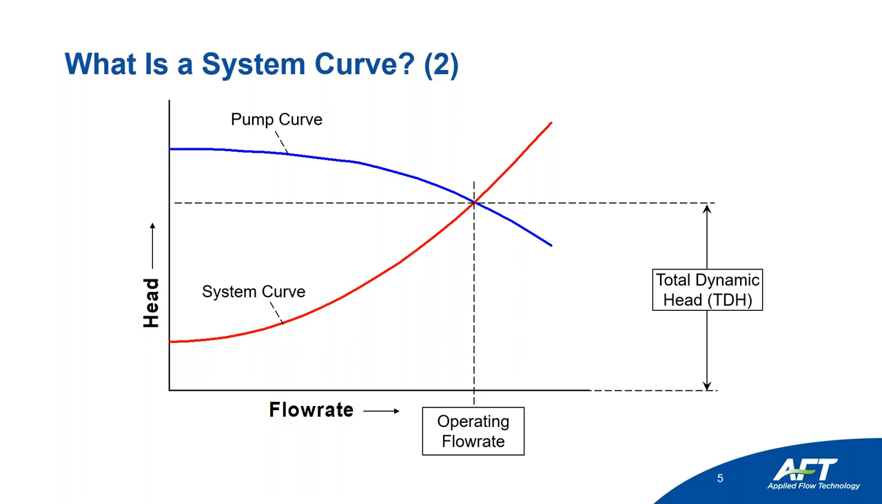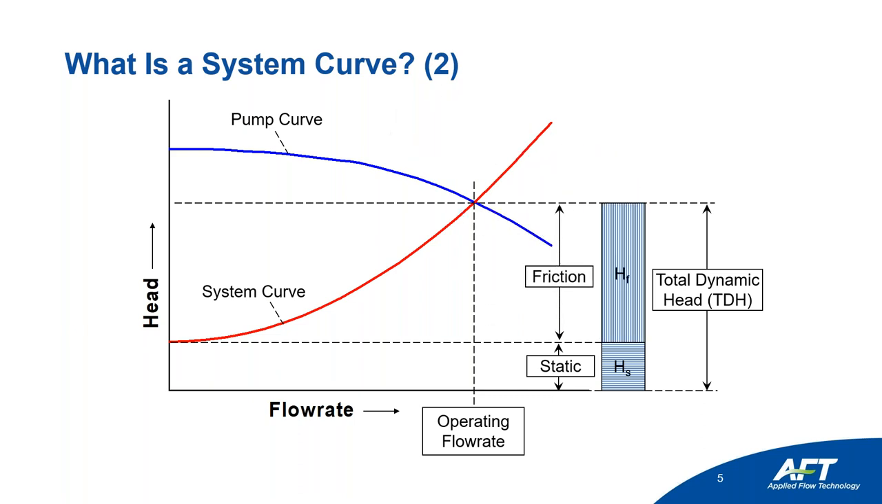The amount of head that the pump is providing to overcome the system resistance at the operating flow rate is called your total dynamic head, TDH. The total dynamic head is made up of different parts. One part is the static head. The static head shifts your system curve up, and that is essentially the liquid elevation difference between your supply and discharge reservoirs. Again, the static head is not going to change with flow rate. It's going to be the same.